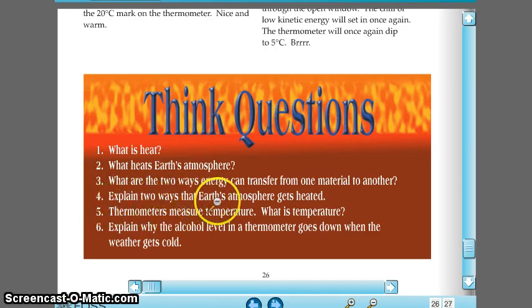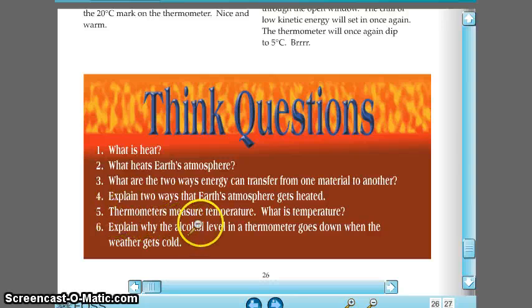Explain two ways Earth's atmosphere gets heated up. That goes right back with question 2. So questions 2 and 4 are very, very good questions that will definitely be on the test. I would make sure I know those questions. How the energy is sent down to the surface of the Earth and then is re-radiated back into the atmosphere, and through conduction heats the atmosphere.